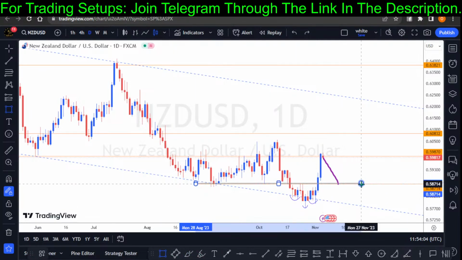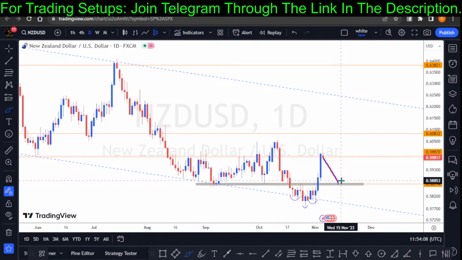So those of you who want to look out for a long entry, if you can see a pullback to this level of 0.58, then I'll be looking out for a long entry at this level. So I just want to play a safe market. For those of you who want to trade it, that is nice, but I do not have the New Zealand USD on my watch list. But I think this is the best way you can play out this market.